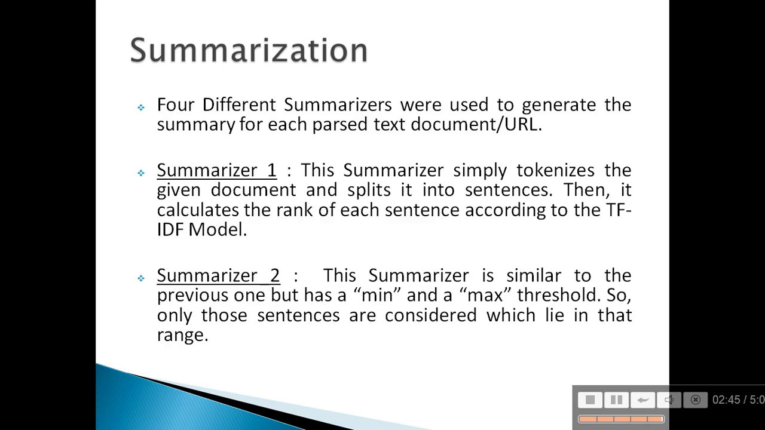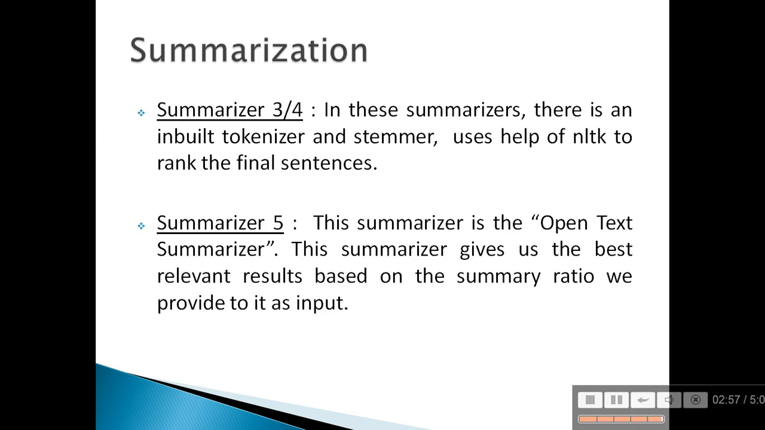The first summarizer was based on the TF-IDF model. The second summarizer was based on a min-max threshold model, in which all the values lying between the threshold would be taken again for the TF-IDF calculation to get the best summary. The third model was similar, using NLTK techniques with inbuilt tokenizers and stemmers. The fifth summarizer was Open Text Summarizer, which gave us the best relevant results, and it has an option of summary ratio, how much summary we want out of the total corpus available.